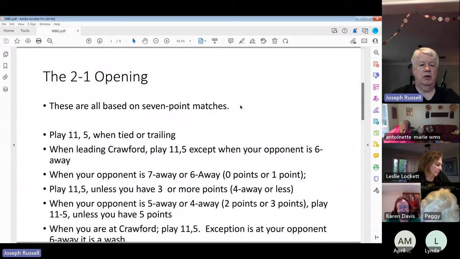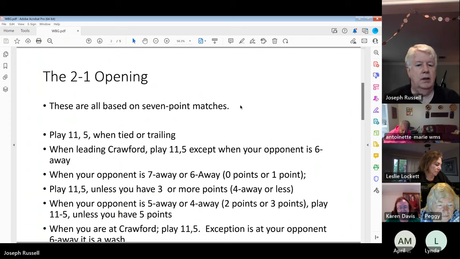These axioms, I think you can commit to memory, and they're easier than trying to learn them one by one. So here you have a grouping. Your opponent has 0 or 1. If you have 3, 4, or 5, then split. Otherwise, play 11-5. When your opponent is 5 away or 4 away, it means they have 2 or 3 points.